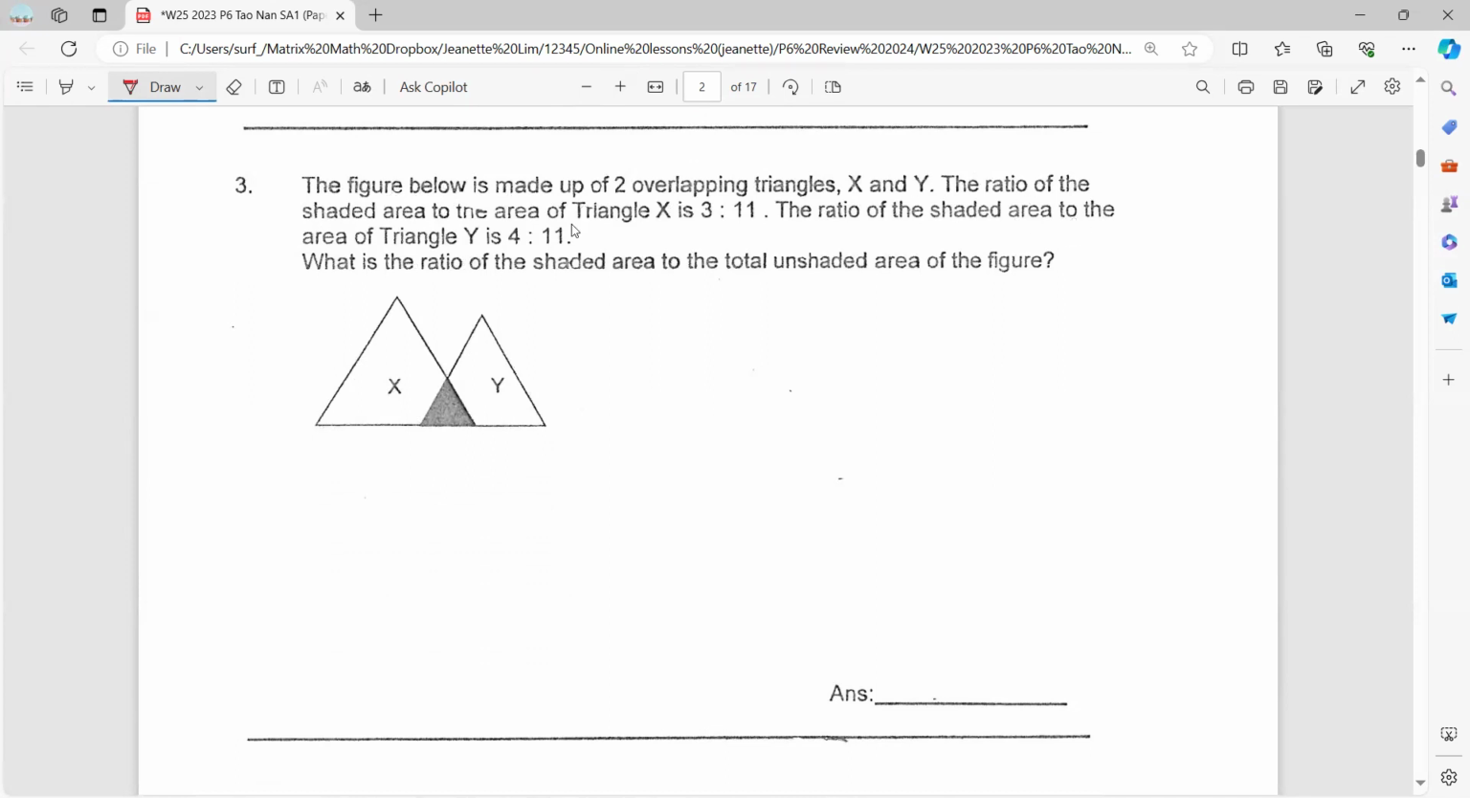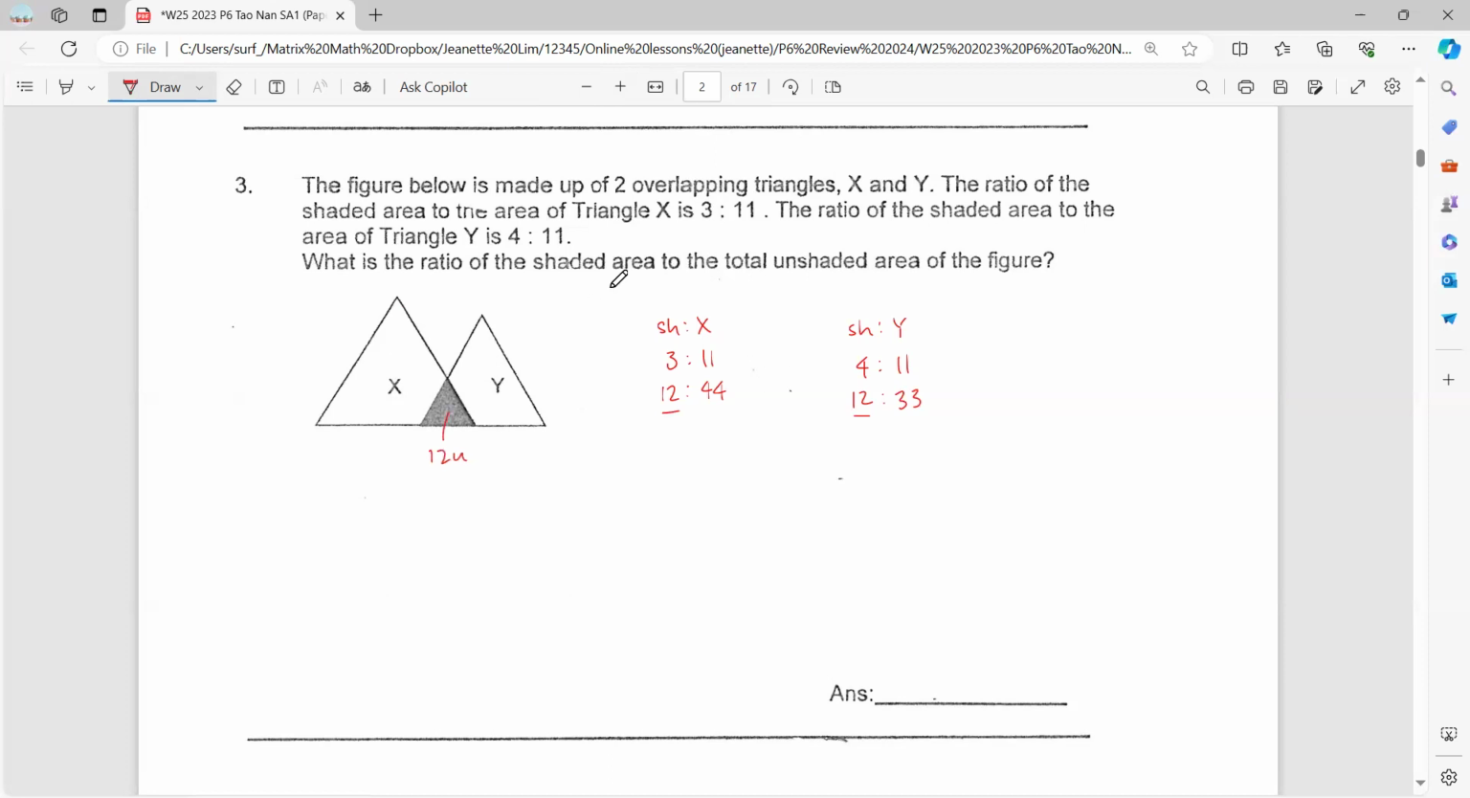Okay, let's write down the ratios first. Shaded to x and shaded to y. Shaded to x is 3 to 11. Then the other one is 4 to 11. Now there is a common base, as you can see in the diagram. So the overlapping part is the shaded part. So the shaded part in both ratios will be the common base, and we have to change it to the same multiple, which is 12. So here is 44, you multiply by 4. Here times 3, so 33. Okay, so this is 12 units.